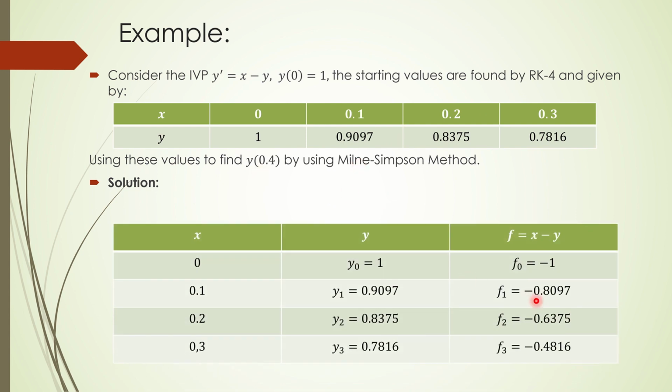So in the predictor formula, obviously, we are using f0, f1, f2 and f3. In this case the function is x minus y. So we have f equal to x minus y, this is 0 minus 1, this is 0.1 minus 0.9097, which gives this one, 0.2 minus this one. So we have these values, and we're going to use them in the predictor formula first, and then we will be updating y4 or y(0.4) by using the corrector formula.